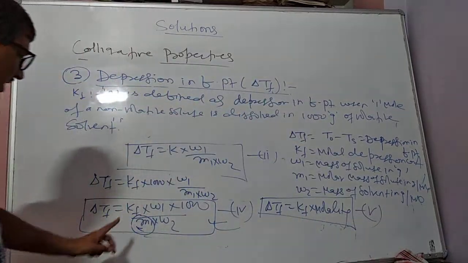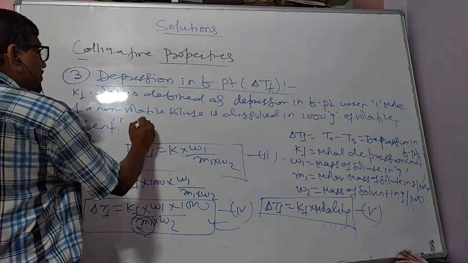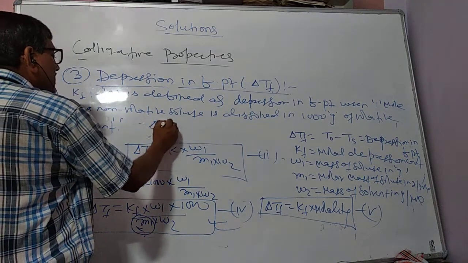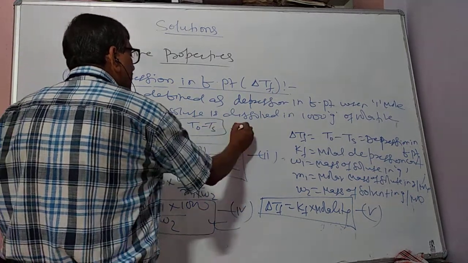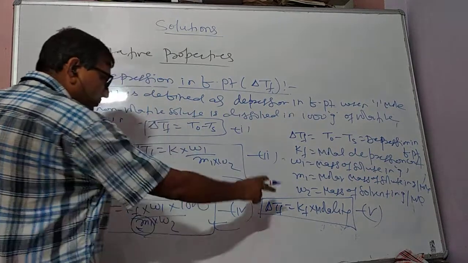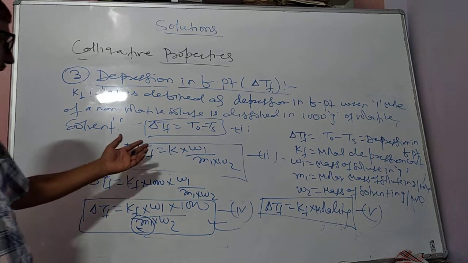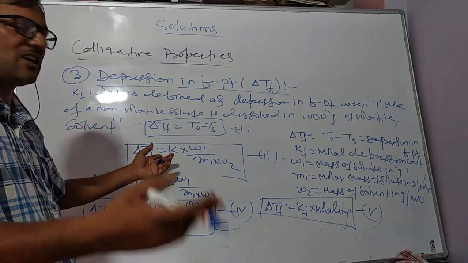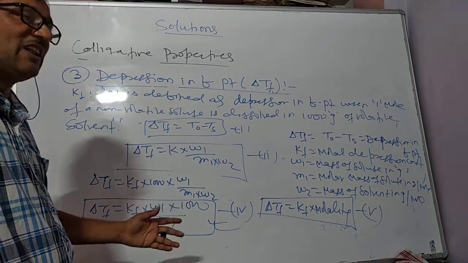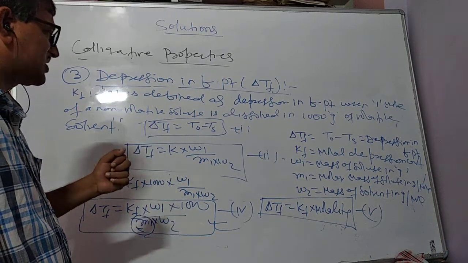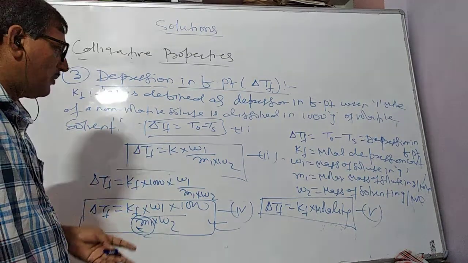So with the help of equations 4 and 5 and equation 1, which was delta Tf equal to T0 minus Ts, equations 1, 4 and 5 are used in solving numerical problems. If numericals are given based on depression in freezing point, then you can solve them. And in one special class, we will take some examples relating to colligative properties and solve the problems. Thank you.